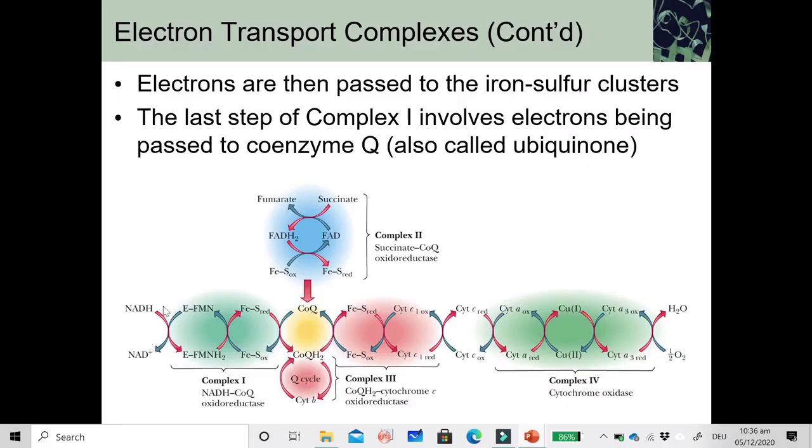So NADH transfers its electron to FMN, and then FMNH2 transfers its electron to the iron-sulfur cluster. When you have Fe-S, that's the iron-sulfur cluster proteins, and you have OX there, which means it's the oxidized form, so it is reduced as a result. The reduced iron-sulfur cluster then transfers its electron to ubiquinone, or coenzyme Q, producing reduced ubiquinone. So complex 1 is that which oxidizes NADH and which ultimately reduces coenzyme Q.